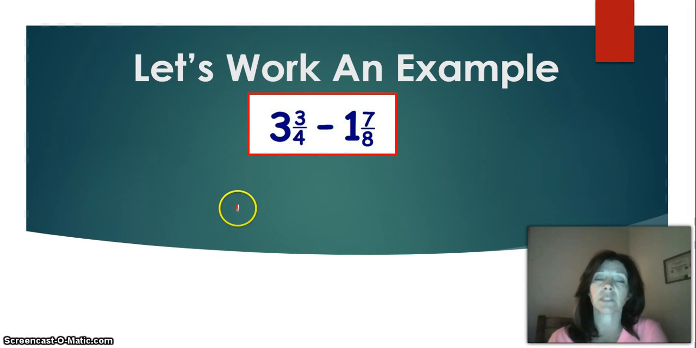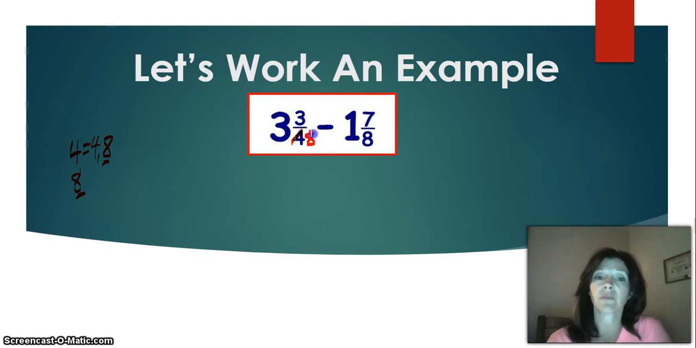All right, here's our first example. I want you to work this with me. 3 3/4 minus 1 and 7/8. First thing we have to do is find our LCM between 4 and 8. We've done enough of these problems to know that in order to find your LCM, you list your multiples. 4 times 1 is 4, 4 times 2 is 8. We can stop right there because we know that 8 is our common denominator. It's our LCM.